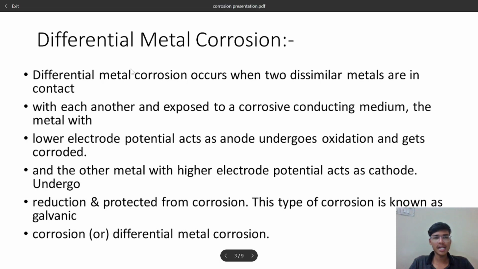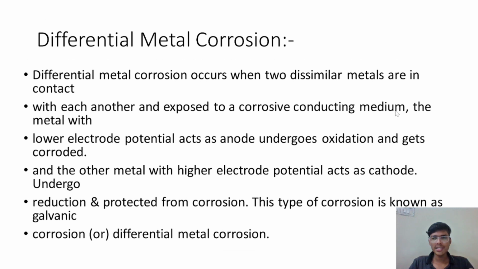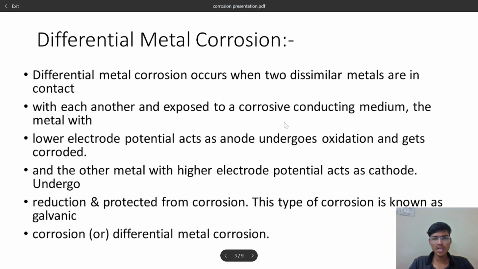Here is another type of corrosion: differential metal corrosion. How does it occur? Differential metal corrosion occurs when two dissimilar metals are in contact with each other and exposed to a corrosive conducting medium.